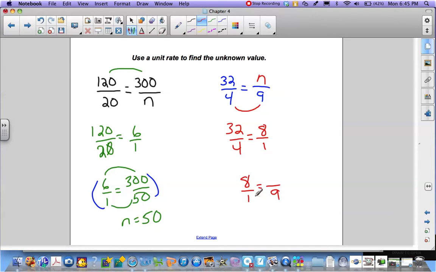Okay, 1 times 9 is 9. 8 times 9 is 72. Okay, so 8 to 1 is equal to 72 to 9.